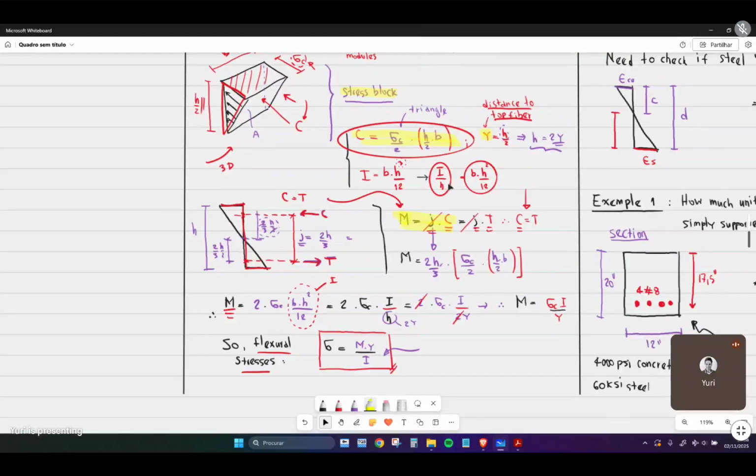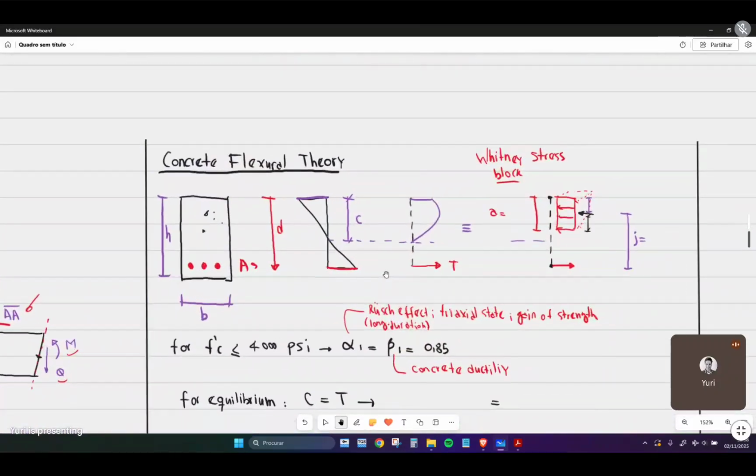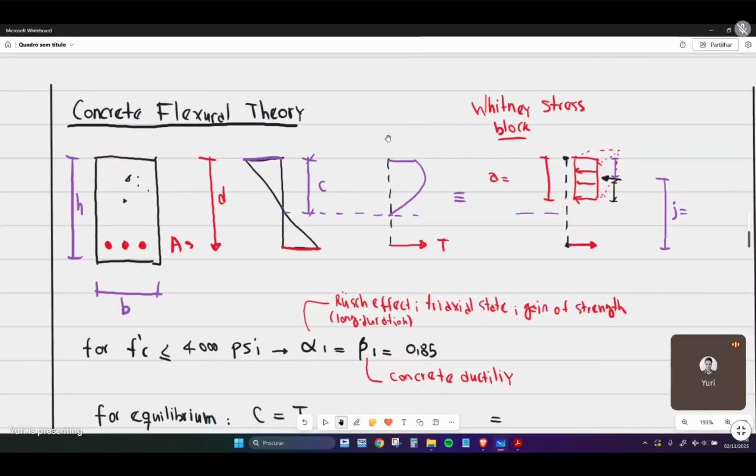So from now on, we can go to the next part of this lesson, which is going to be the concrete flexure theory. I'm going to stop the video so this video will not be that long.